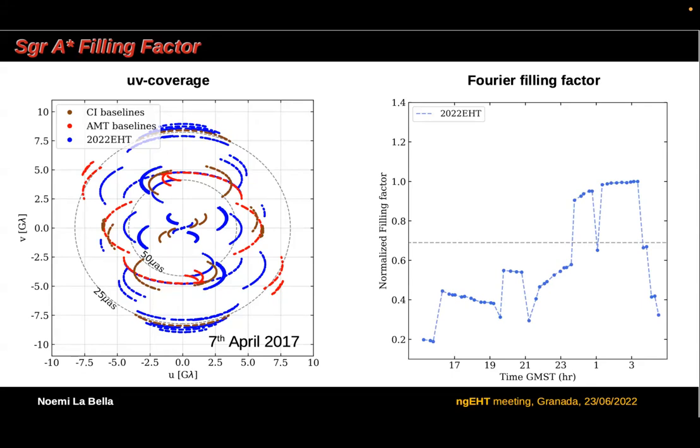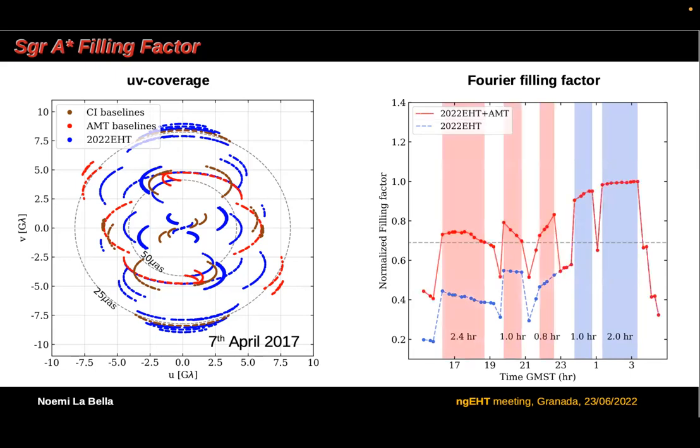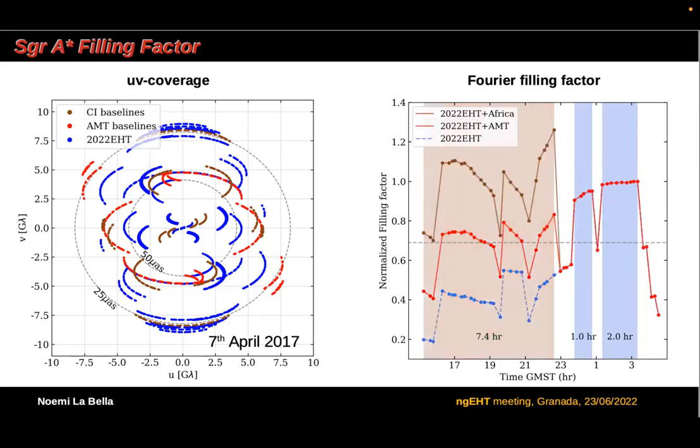This means that we have good windows when we have a filling factor higher than this line. So with the current EHT array, we have a good window to perform dynamical imaging that is located in the western part of the array. But if we add the African Millimeter Telescope, then we have 3 more windows to perform dynamical imaging. And if we add the Canary Island station, then we have about 7 hours of potential window to produce our movies.